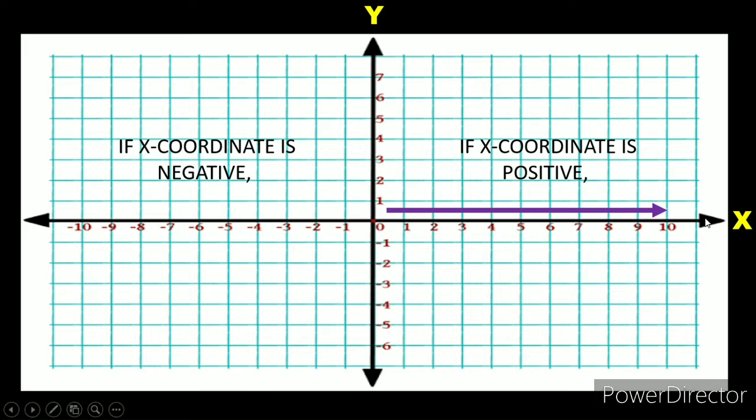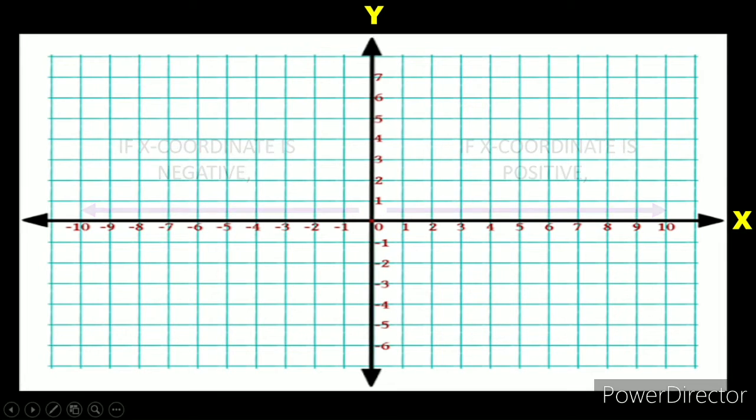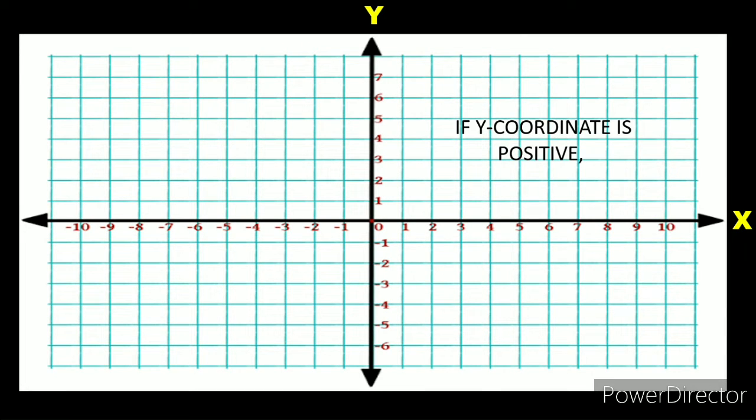But if the x-coordinate is negative, move to the left. So think of a number line. Starting at 0, if you go to the right, it's positive numbers. But if you go to the left, it's negative numbers. Same thing for the y-coordinate. If the y-coordinate is positive, move upward. But if the y-coordinate is negative, you have to move downward.